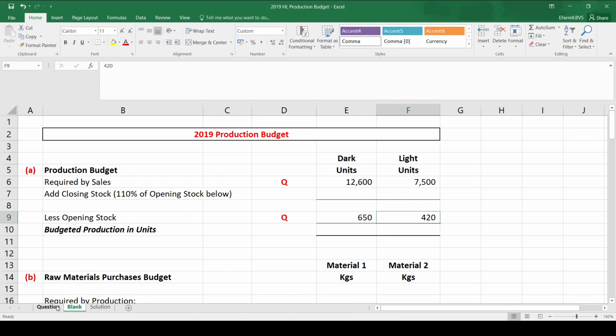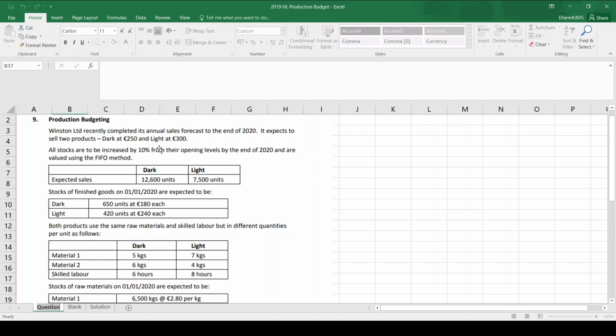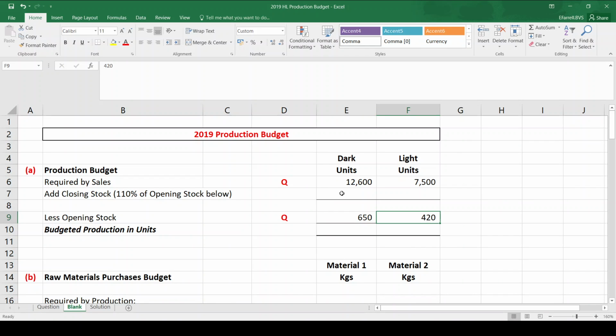And it tells us in the question that all stocks are to be increased by 10% from their opening levels by the end of the year. That means that closing stock, because it's been increased by 10%, will be 110% of opening stock. I think this is the first question. Most other years it says that stocks were decreased by 10% or 15%. If they were decreased by 10%, there would be 90% of their opening levels. Similarly, if they were decreased by 15%, there would be 85% of their opening. But in this question, they're increased by 10%. So closing stock will then be 110% of opening stock. So I get my opening stock and I'm going to multiply it by 110%.